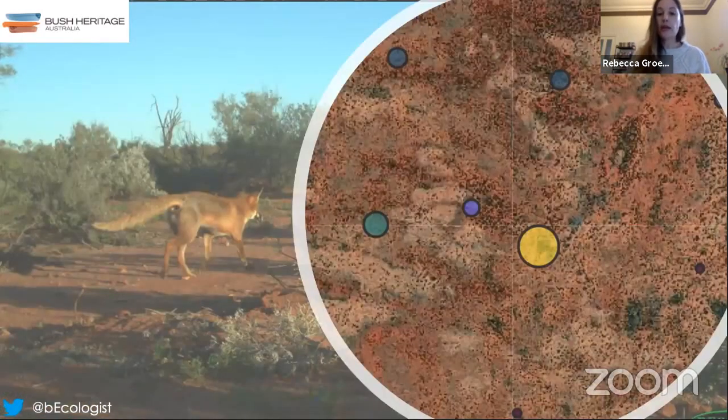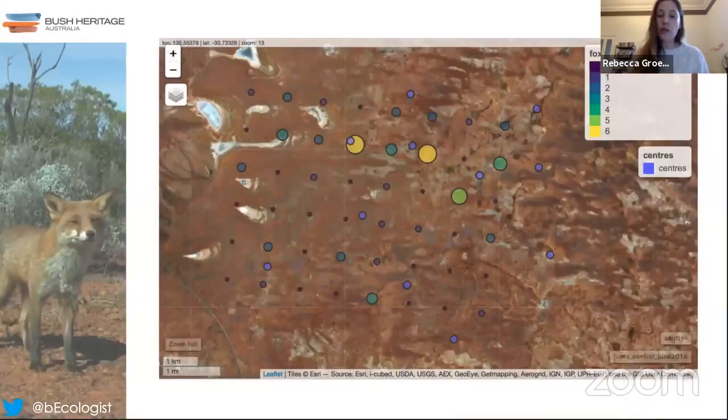If we identified our fox 6 times in the yellow circle, 3 times in the green, and once at each of the other cameras, we could estimate its activity center to be about where the small blue dot is. If we can do this for most or all of the individuals we detect, we can see how we build up a picture of the whole population and the density.